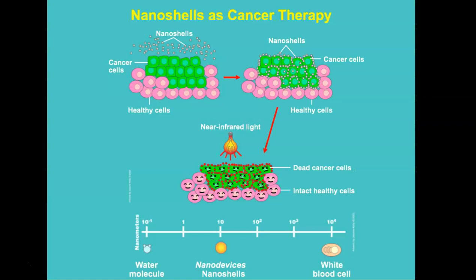Here's kind of a visual of what that might look like. You have the nanoshells, they attach themselves to cancer cells, you heat them up, and then the intact healthy cells around remain happy and healthy.